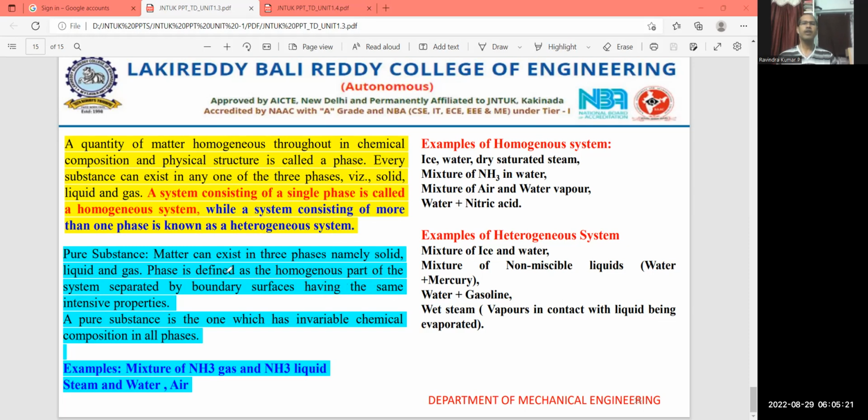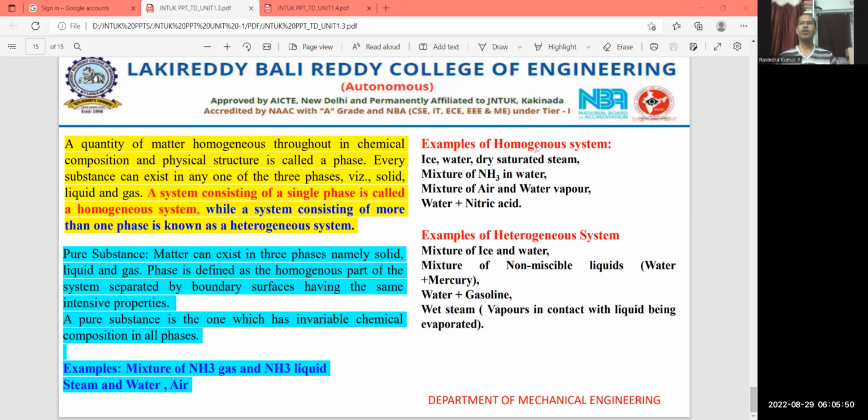Apart from that, the pure substance is also considered. A pure substance is a substance which has invariable chemical composition in all the phases. Examples of a pure substance are a mixture of ammonia gas and ammonia liquid, steam and water, and air. So these are the examples you have to consider.